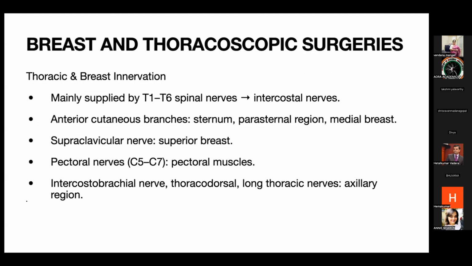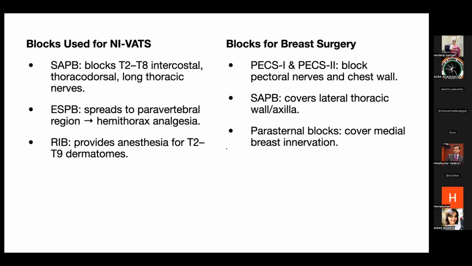So according to the study, for breast and thoracoscopic surgeries, this is the nerve supply which we'll target, which is from T1 to T6 spinal nerves, that is intercostal nerves. Then you have the anterior cutaneous branches, the supraclavicular nerve, the pectoral nerves, and you have the intercostobrachial nerve, the thoracodorsal, and the long thoracic nerves.